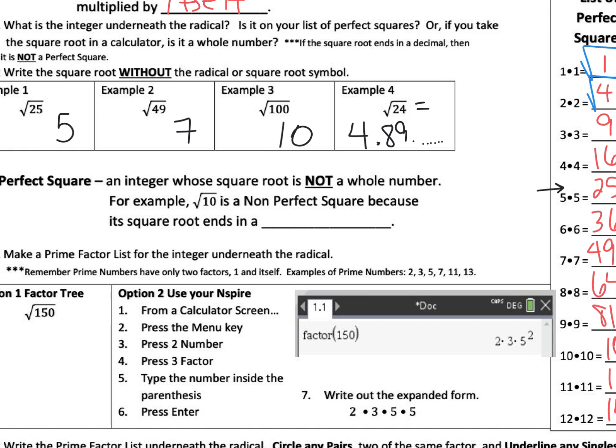So this is an imperfect square, an integer whose square root is not a whole number. For example, the square root of 10 is not a perfect square because its square root ends in a decimal. If we put it in the calculator, we get an ugly decimal, not a perfect square. So let's talk about how to write that nicely.